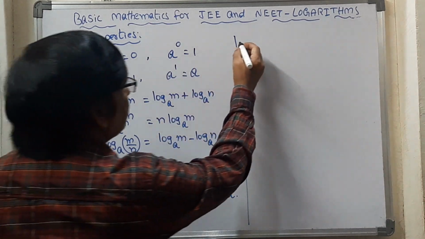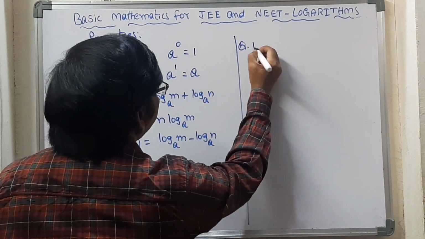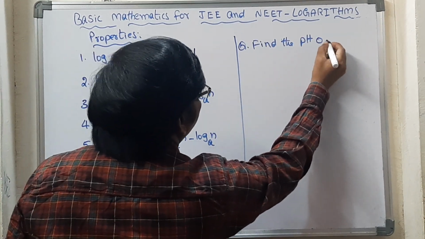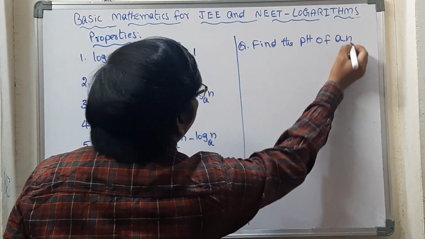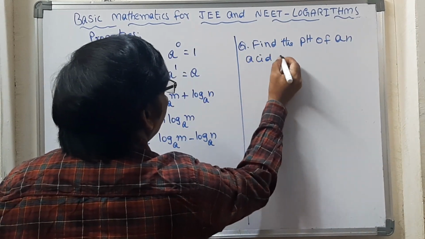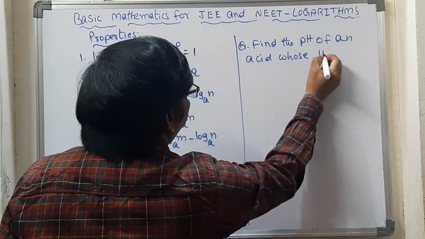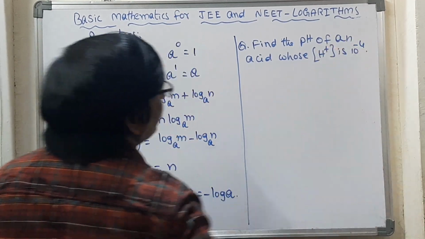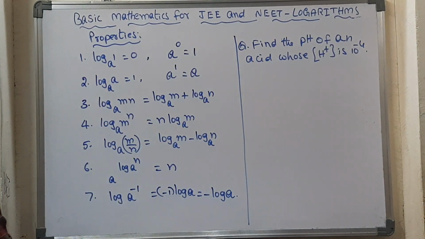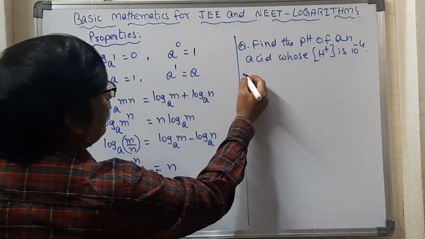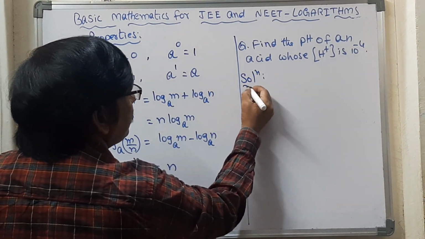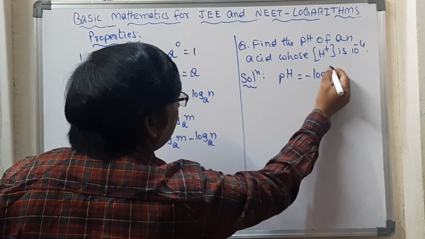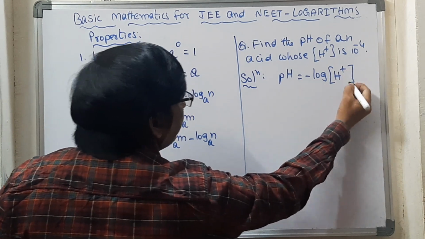Now one question was asked. The question is: find the pH of an acid whose H plus is 10 power minus 4. So H plus is given, and the pH is asked to identify. What is the solution we can take for this one? The solution: we should notice the formula pH is equal to minus log H plus.